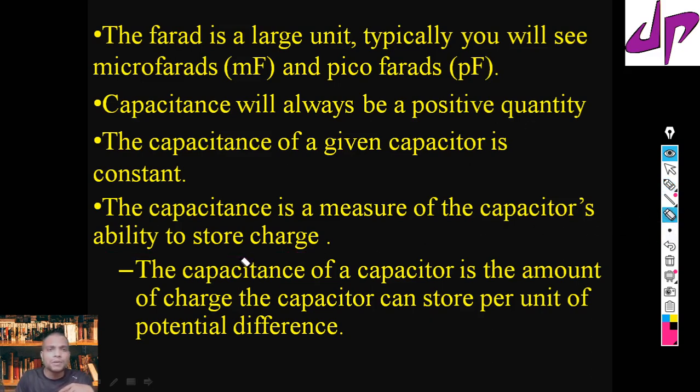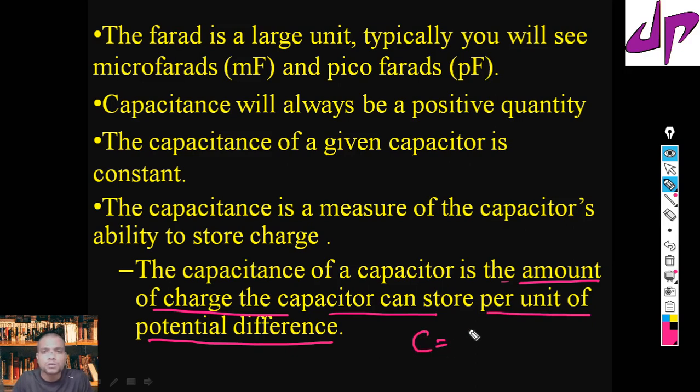Now we can define the same thing in a different manner. The capacitance of a capacitor is the amount of charge the capacitor can store per unit potential difference. So you can write the formula C is equal to Q upon delta V. This is how you should understand the definition: the amount of charge stored per unit potential difference.